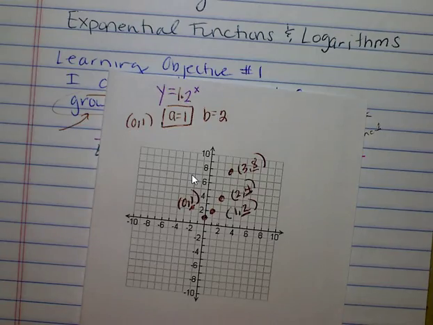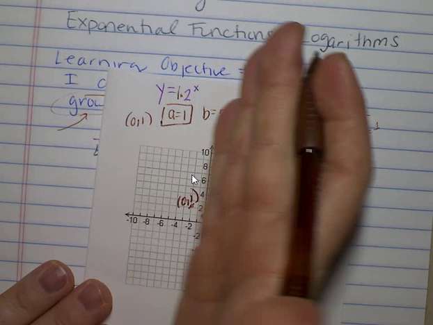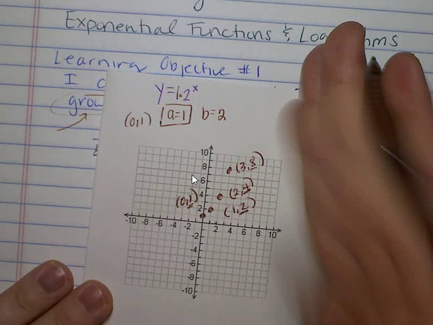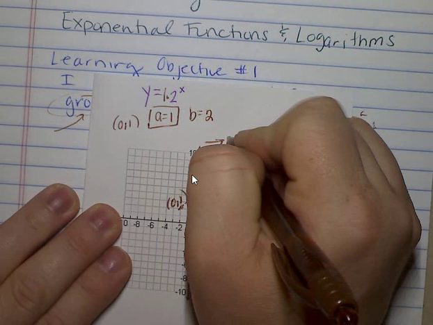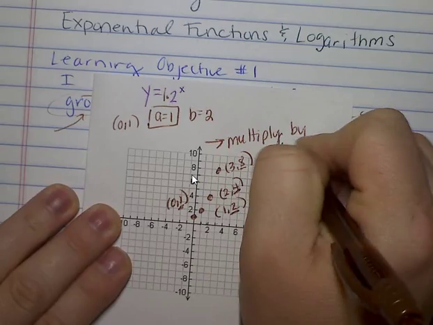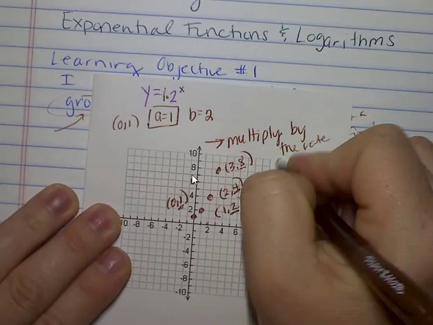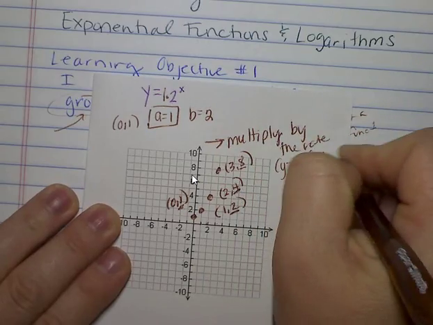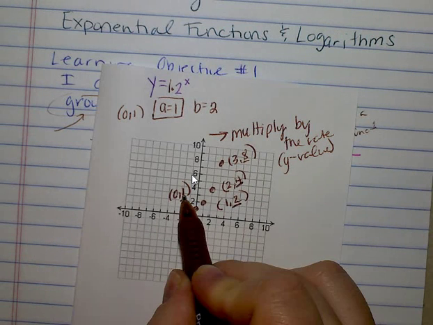Understand that? So anything to the right of this, I'm multiplying. When I go to the right, I am multiplying by the rate, and that's only referring to the y value. 1 times 2, 2 times 2, 4 times 2, 8 times 2.